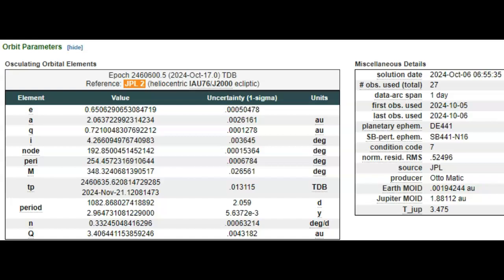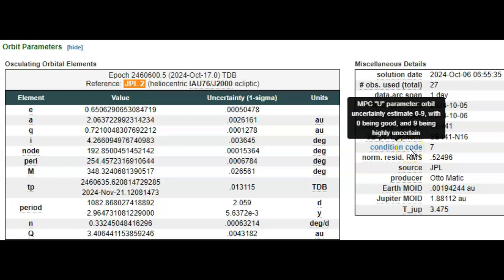They actually released the data today, October 6th. You'll see the solution date up here being today. They only saw the rock yesterday on the 5th. So they've only observed the rock for one day, 27 total observations.